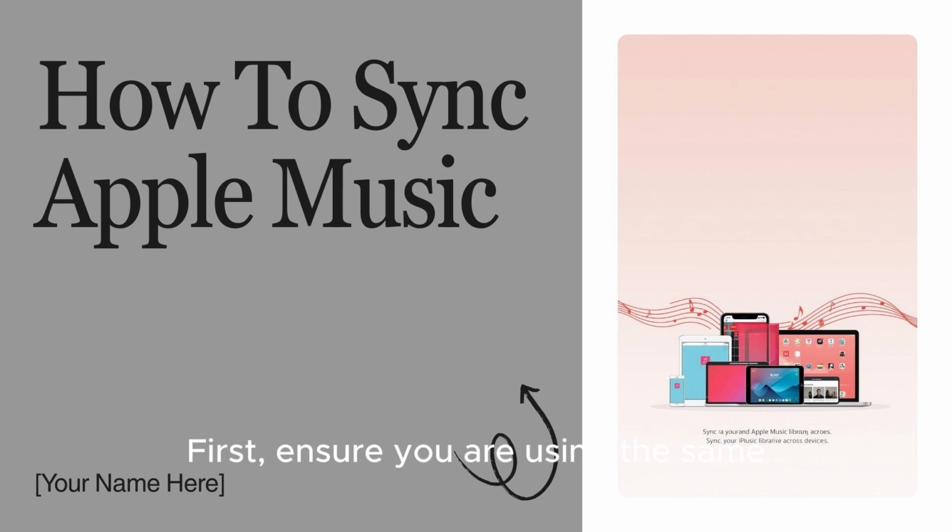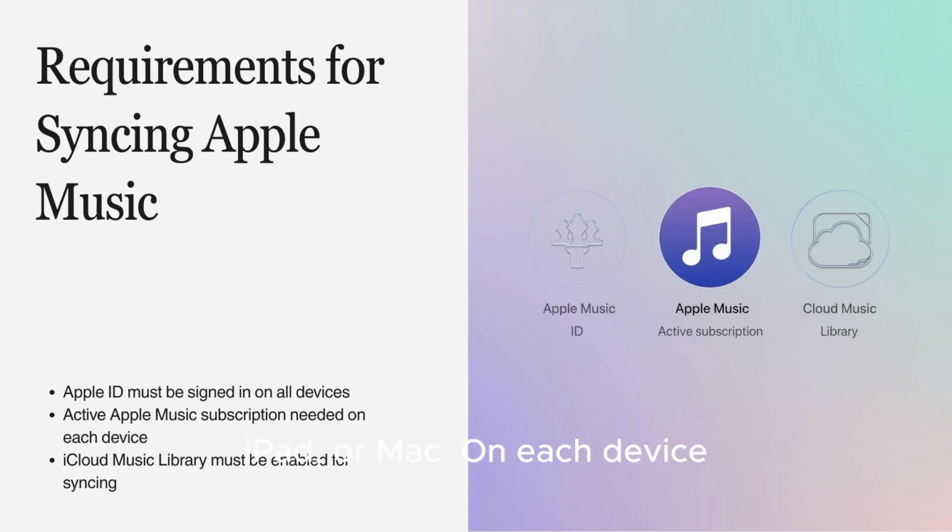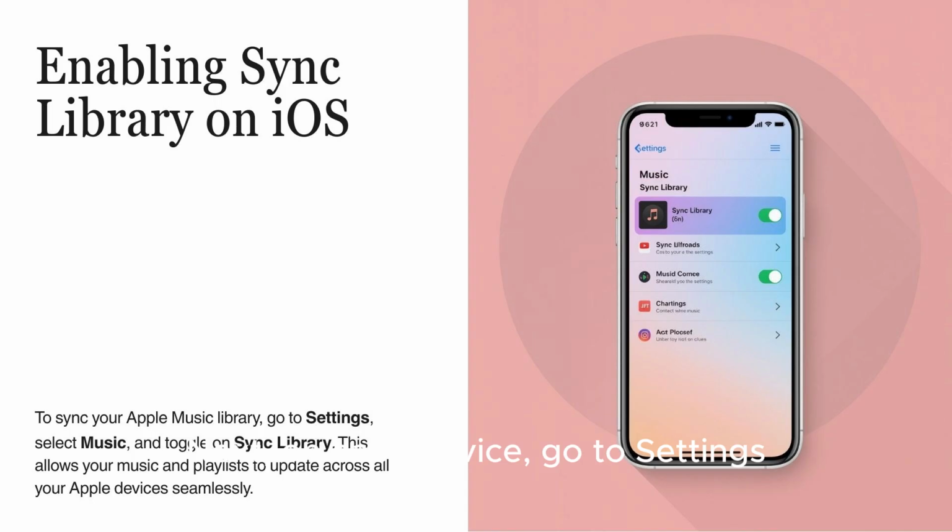First, ensure you are using the same Apple ID on every iPhone, iPad, or Mac on each device. Open the Settings app and go to your Apple ID profile at the top to check this. Next, on each device, go to Settings, then scroll to Music. Inside the music settings, make sure the sync library toggle is turned on.